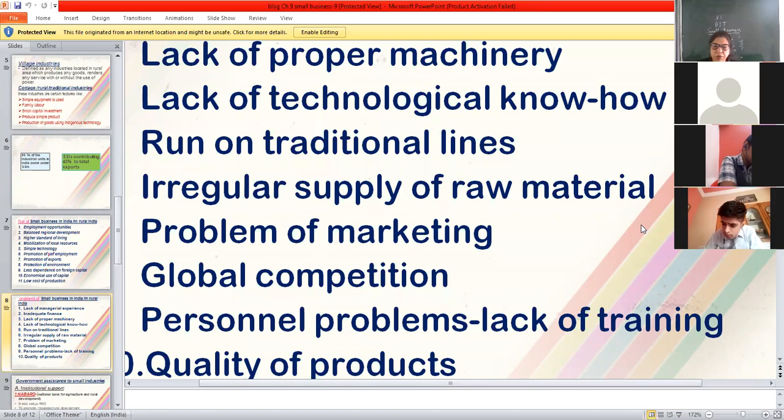Then the problem which I want to tell you is global competition, and we can say competition with multinational companies. Competition with large scale enterprises. They are unable to compete with them. See, they cannot produce goods according to their quality.